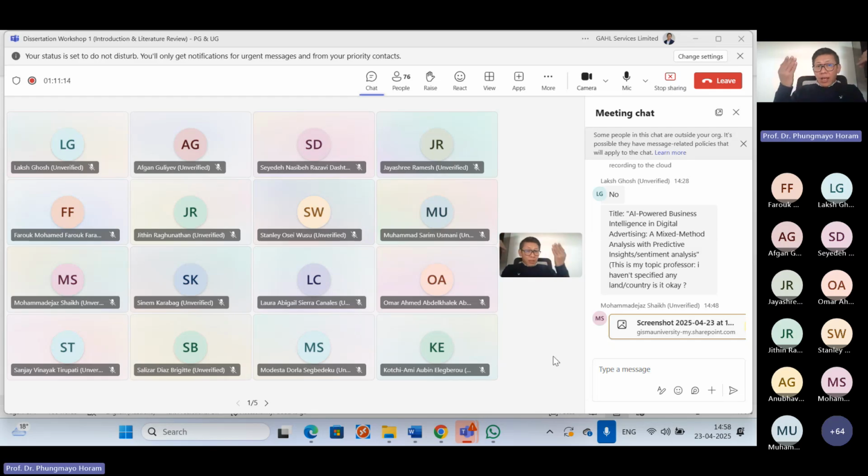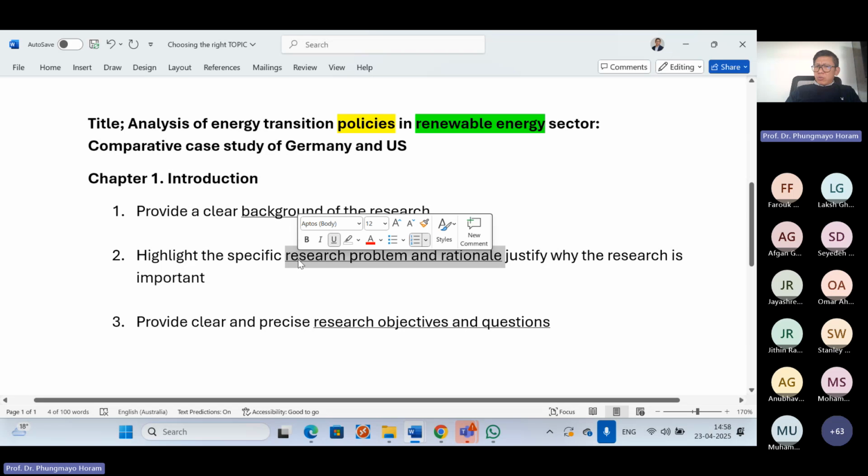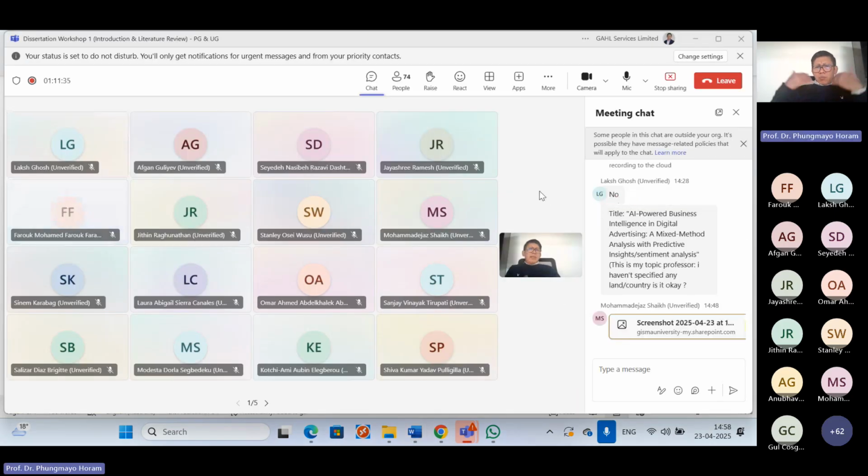Think about your topic and what kind of background you would provide. What is the research problem and rationale for your topic? And then what is the objective and question you would ask under the topic that you have decided? And then we'll brainstorm.